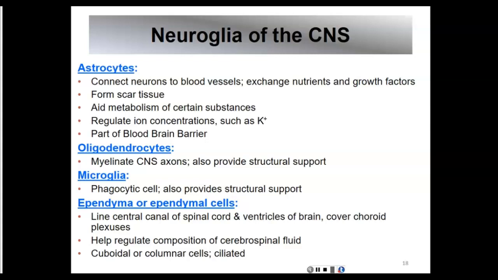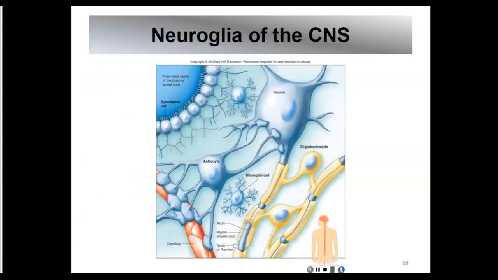Astrocytes also regulate ion concentrations such as potassium. I'm going to jump ahead a second and show you a picture. So here's an astrocyte. You can see its little projections onto the capillary here, and then to another neuron.